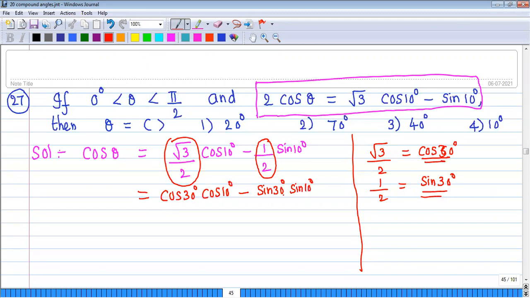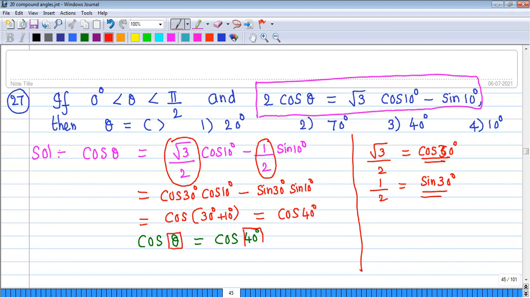What will you say about this value? This value is in the form of cos A cos B minus sin A sin B, which is cos of A plus B. Cos 30 plus 10 degrees is equal to cos 40 degrees. So that means we have cos theta equals cos 40 degrees. Now what will you say about theta? Theta is equal to 40 degrees.